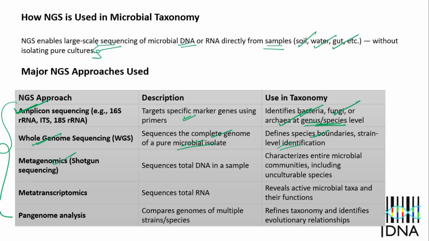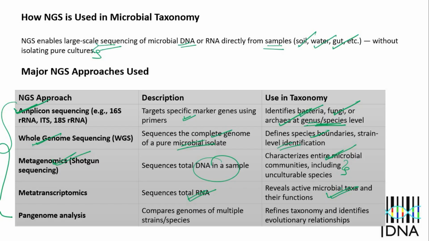Now, metagenomics. Metagenomics means sequencing the total DNA in a sample. This is very helpful for characterizing the entire microbial composition, including the unculturable species. Metatranscriptomics means we sequence at the RNA level, meaning we isolate and sequence the complete RNA of an organism. That is very helpful to reveal the active microbial taxa and their function.